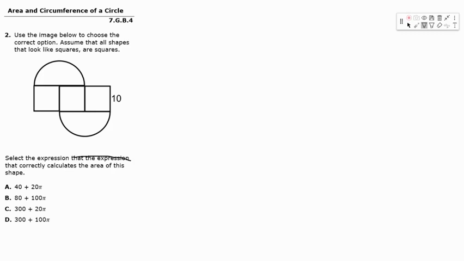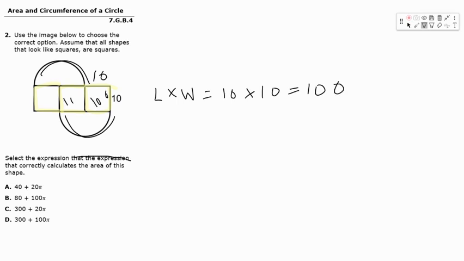this shape. So our shape is made up of 3 squares and 2 semicircles. So those squares have side lengths of 10, and because they're squares, each side is the length of 10. To calculate the area of a square, we do length times width, which would be 10 times 10, which would be 100. So each square would be 100.